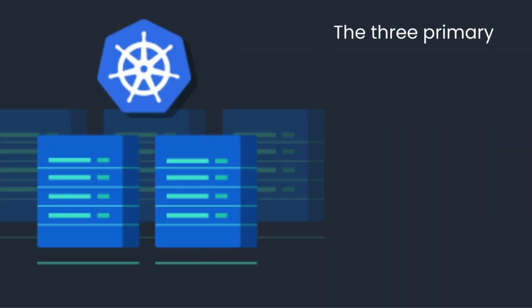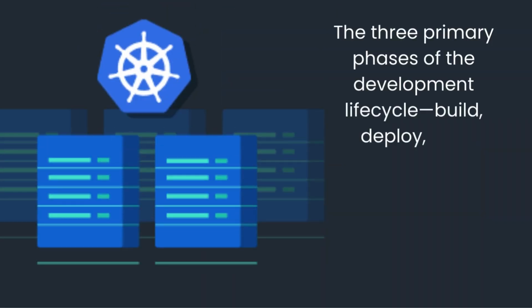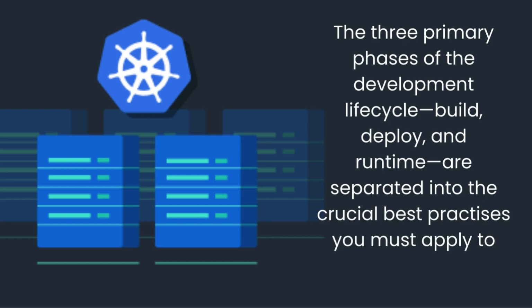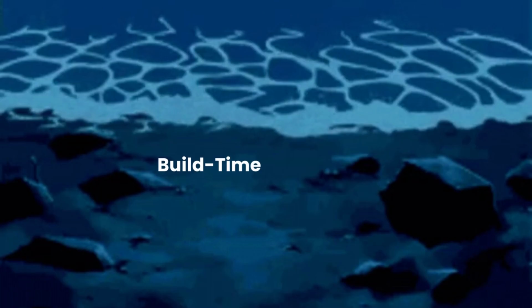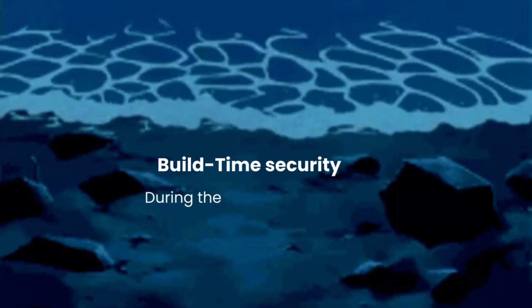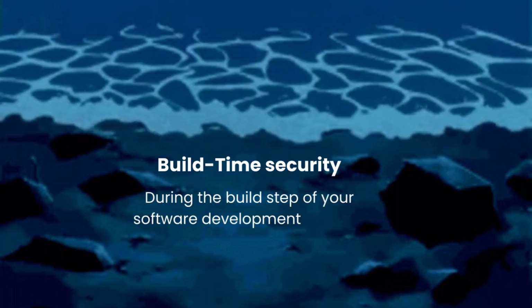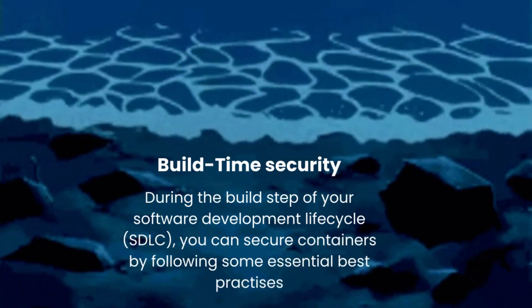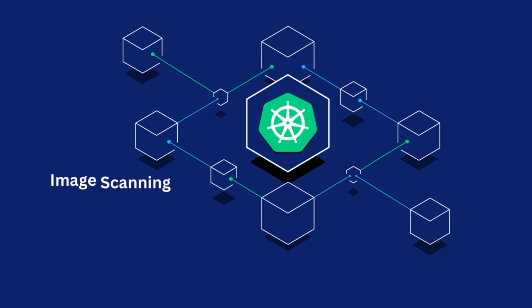The crucial best practices you must apply to secure your Kubernetes clusters are separated into the 3 primary phases of the development lifecycle: build, deploy, and runtime. Build time security. During the build step of your software development lifecycle, SDLC, you can secure containers by following some essential best practices. 1. Image scanning. 2. Post-operating system hardening. 3. Minimizing the attack surface.